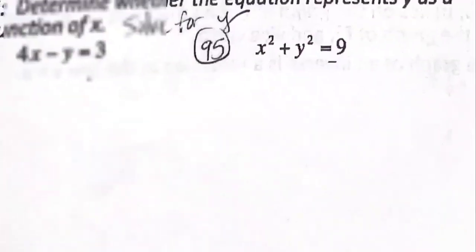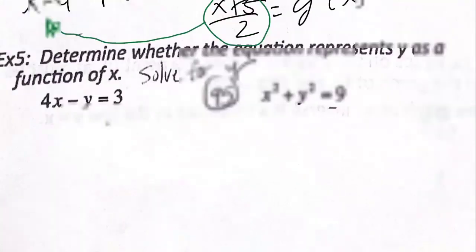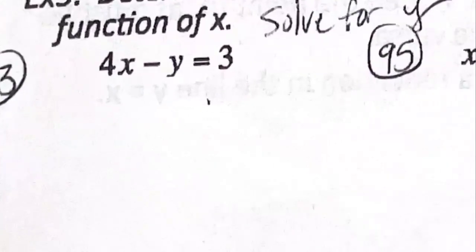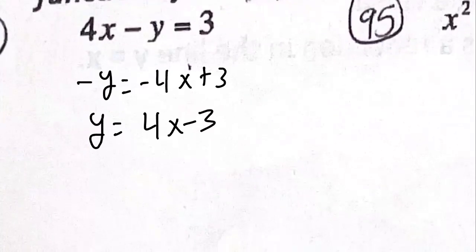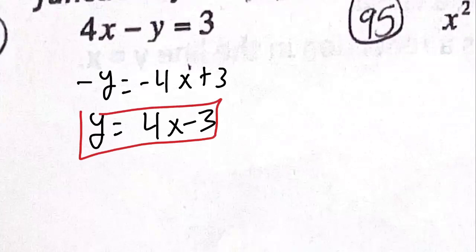Okay, the last one says determine whether the equation represents y as a function of x, and all you have to do is solve for y. So in this case, negative y equals -4x plus 3, divide by -1: y equals 4x minus 3. Is this a function, y equals 4x minus 3? The answer is yes, because it's a linear function.